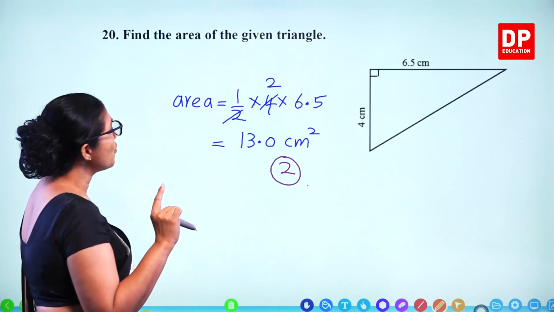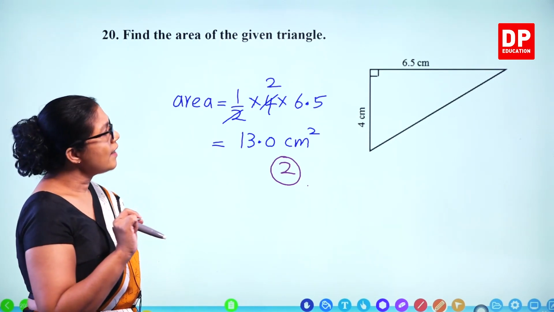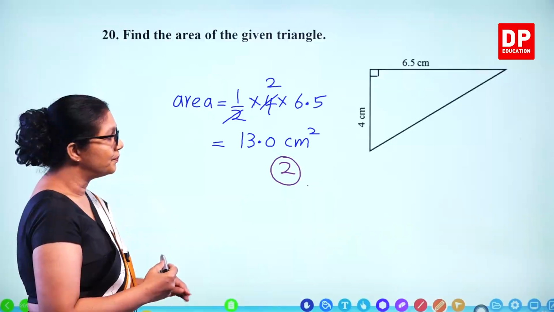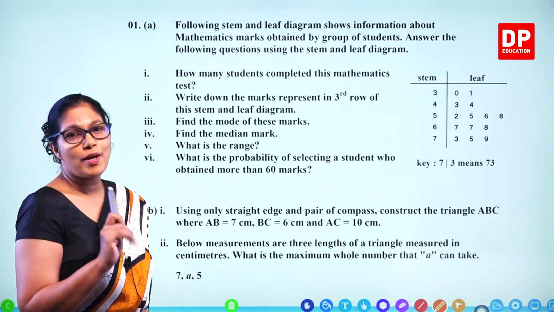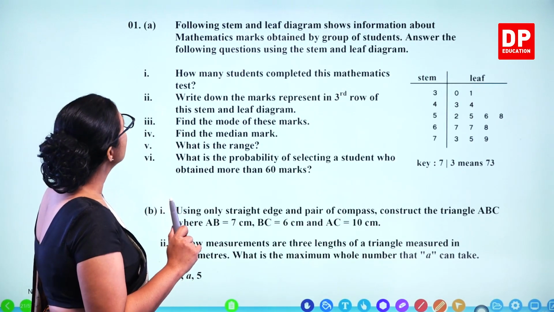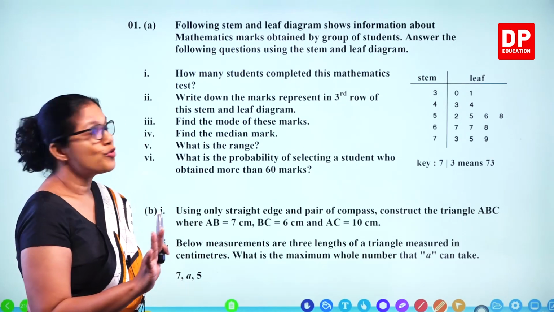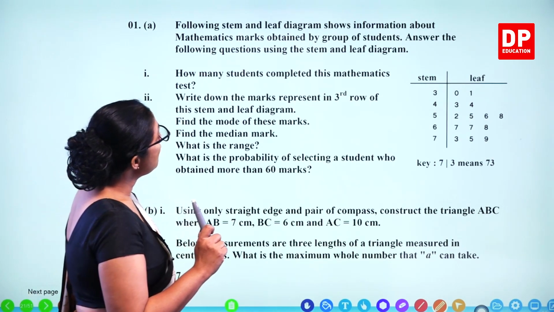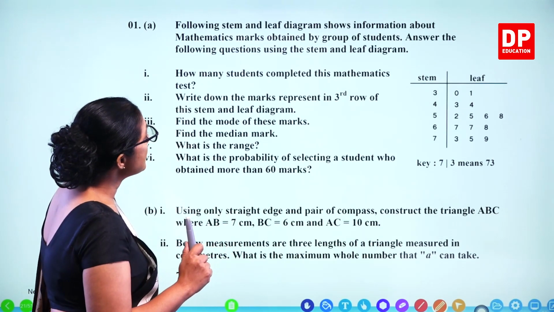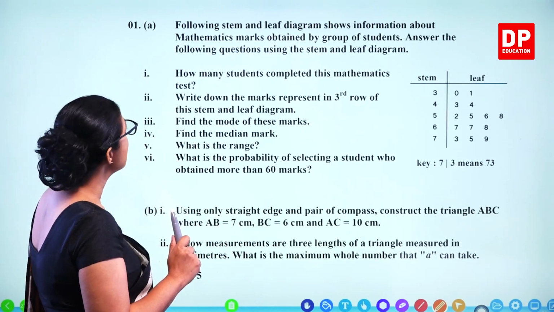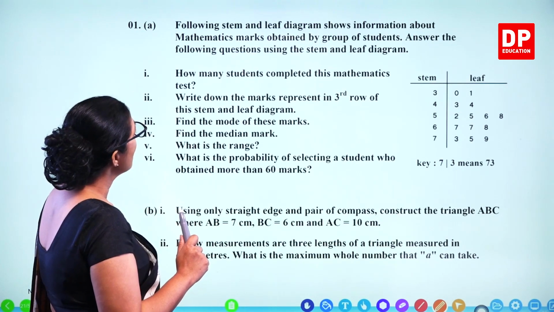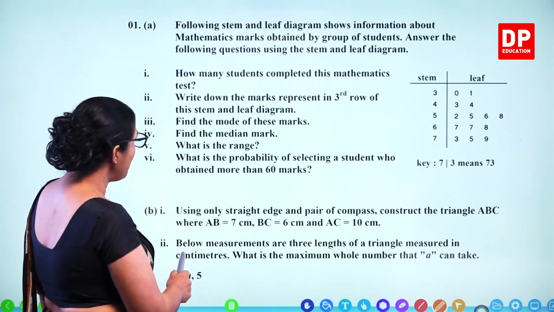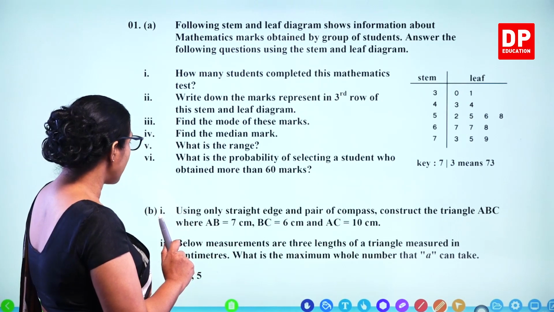So we did 20 questions in part 1. So let's do part 2 now. Question number 1 in part 2. You have to answer the first question and another 4 questions in this paper. So this is compulsory to do. The following stem and leaf diagram shows information about mathematics marks obtained by a group of students. Answer the following questions using the stem and leaf diagram. And then part B, you have to construct a triangle.